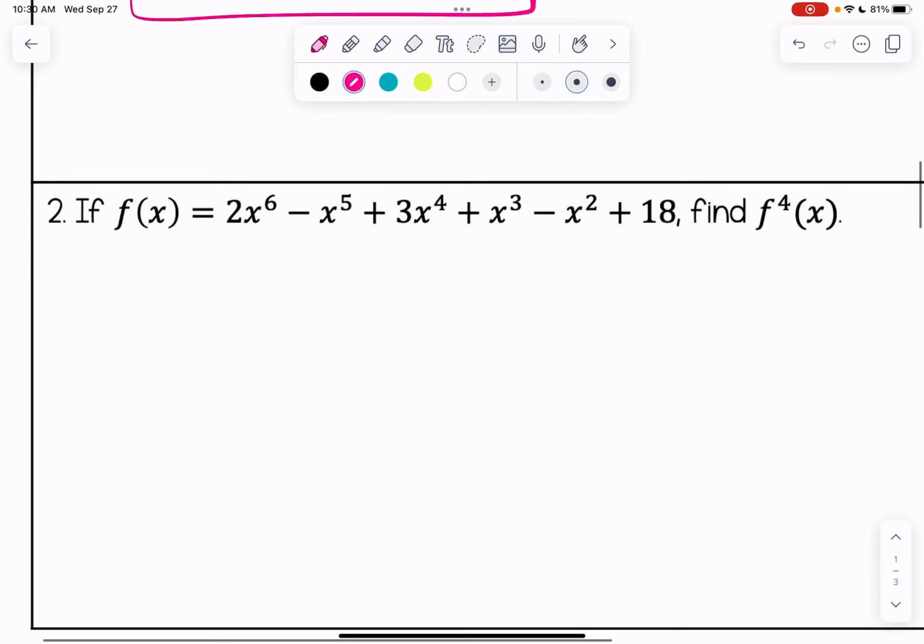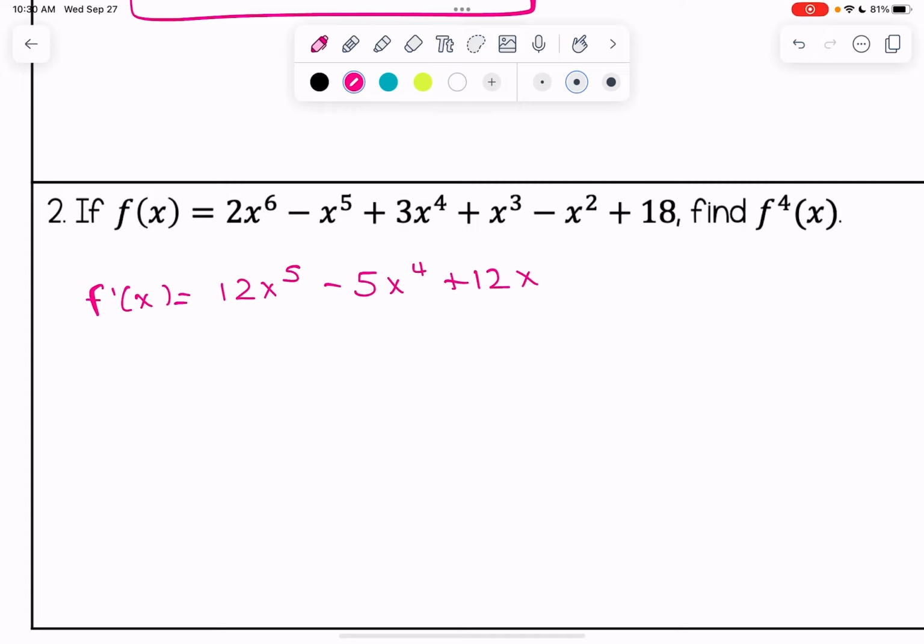Number 2. On this one, we're going to find the fourth derivative. Okay, so our first derivative, just using power rule here, this is going to give me 12x to the 5th minus 5x to the 4th plus 12x cubed plus 3x squared minus 2x. The derivative of 18 is 0.